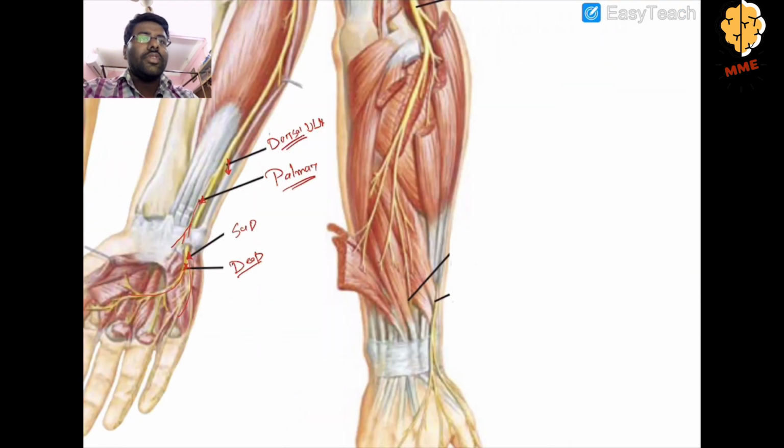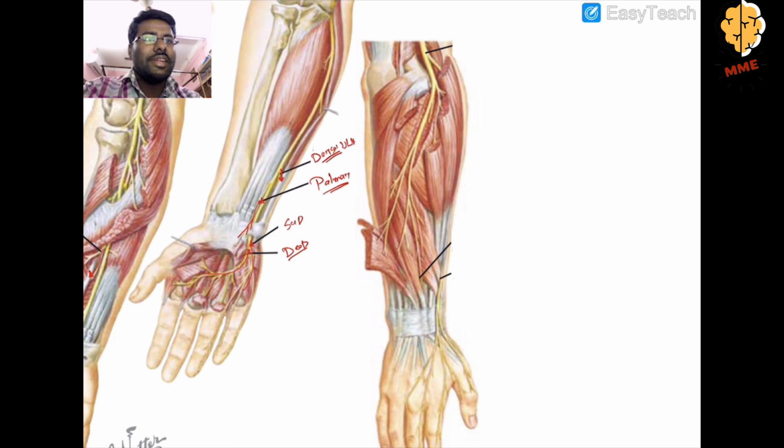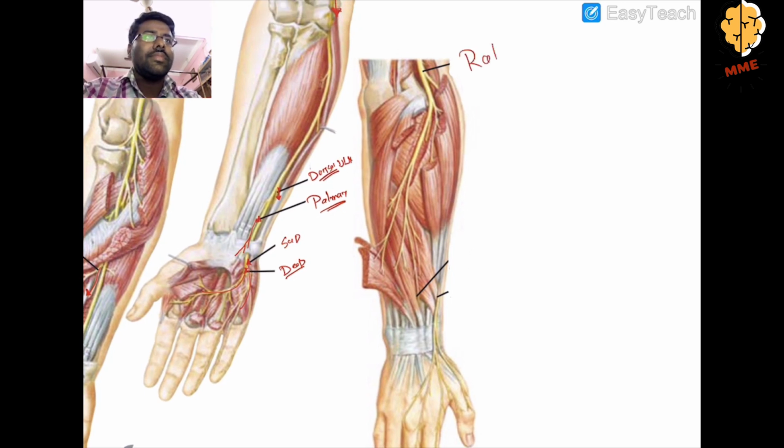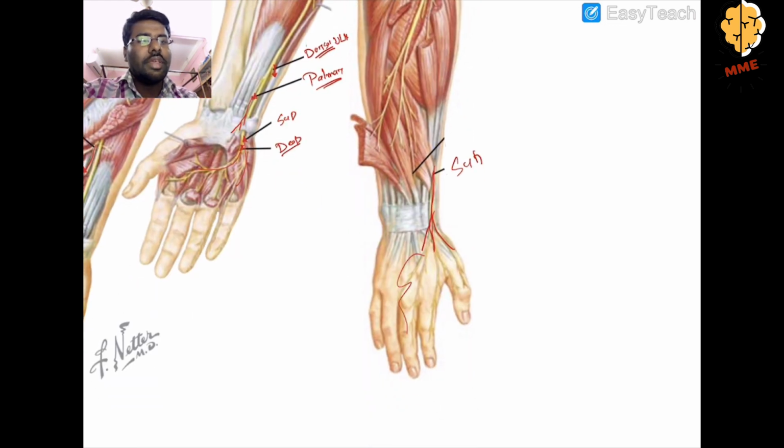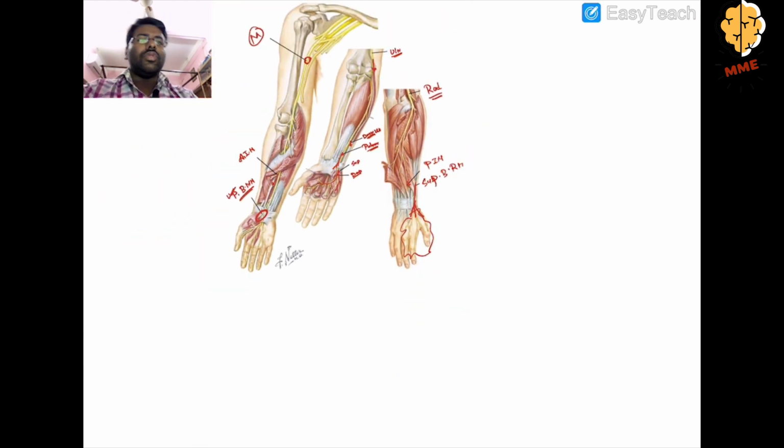Okay, coming to the radial nerve, you can clearly notice this is the radial nerve, and what is this? Coming from behind, this is the superficial branch, because you can clearly notice it supplies the superficial area. So this is the superficial branch of the radial nerve, and what is this? This is mainly the posterior interosseous nerve. Okay, so this is all about the important upper limb nerve innervation and the brachial plexus.